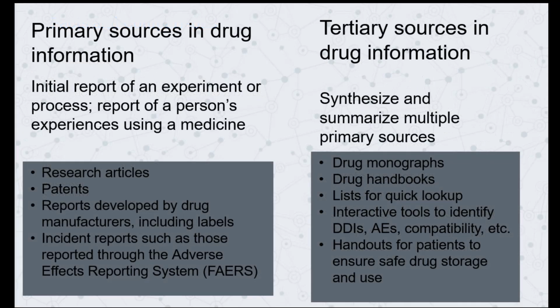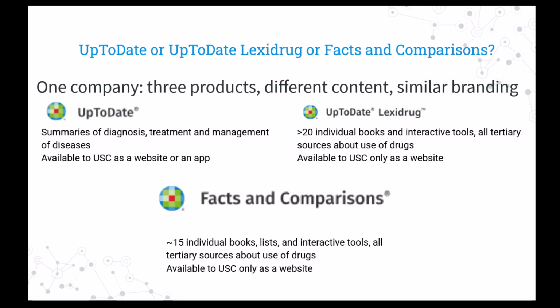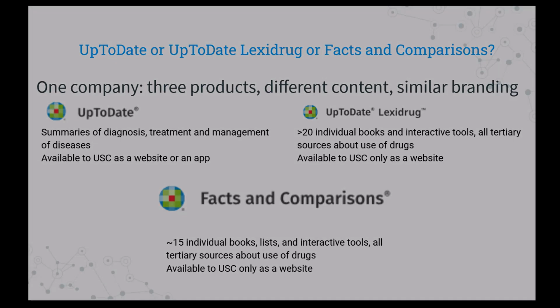A drug compendium is a single website that includes multiple tertiary information resources providing information on different aspects of using drugs. Facts and Comparisons is currently owned by the same company that produces the product UpToDate and the product LexiDrug. These three products use similar branding, but are separate products with different information.